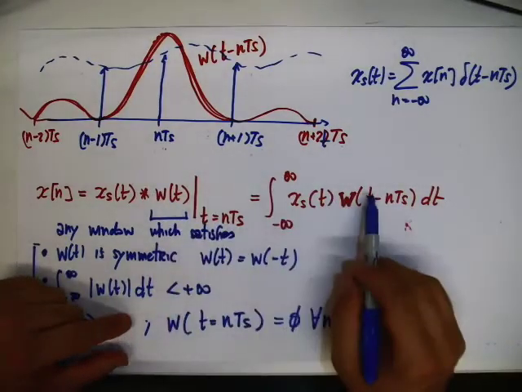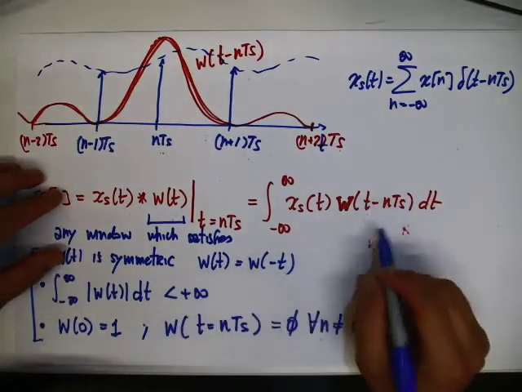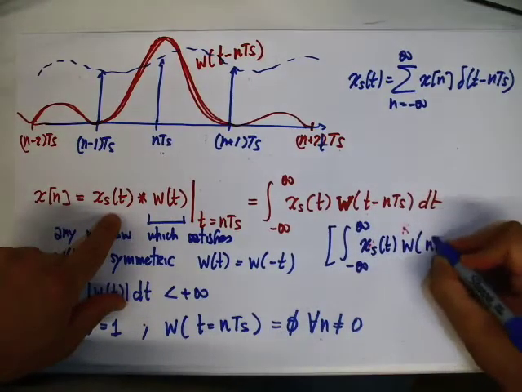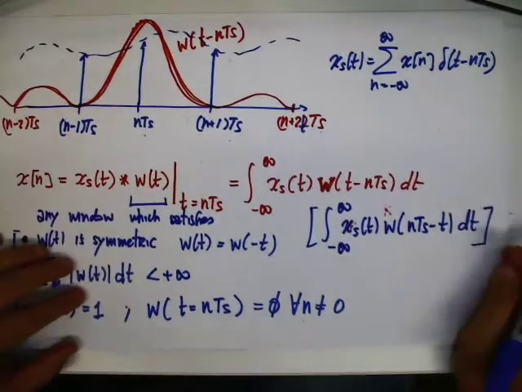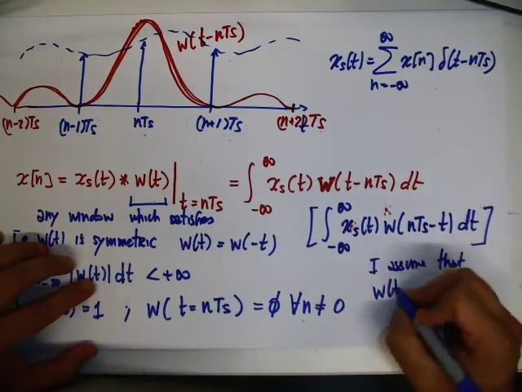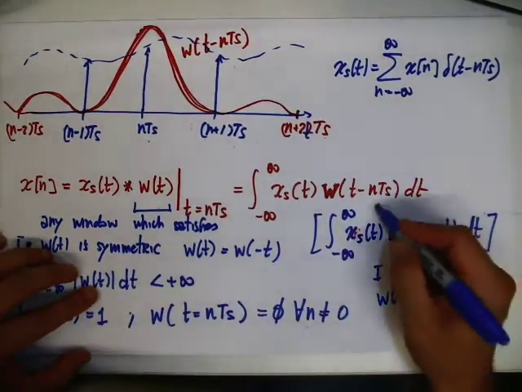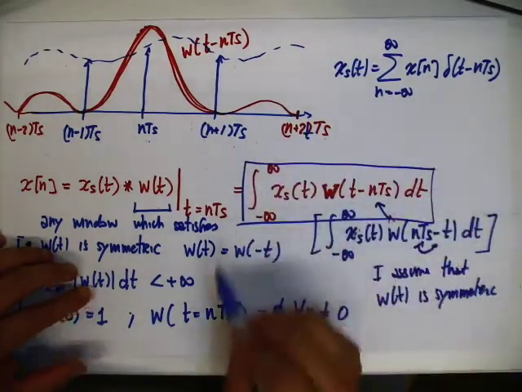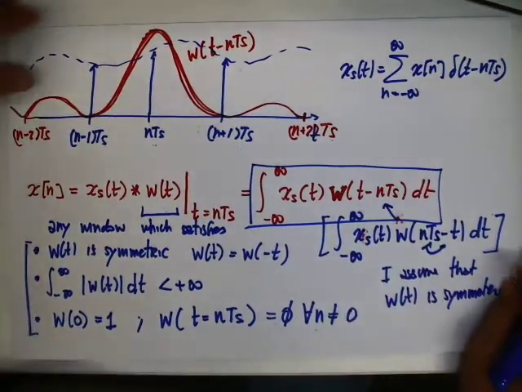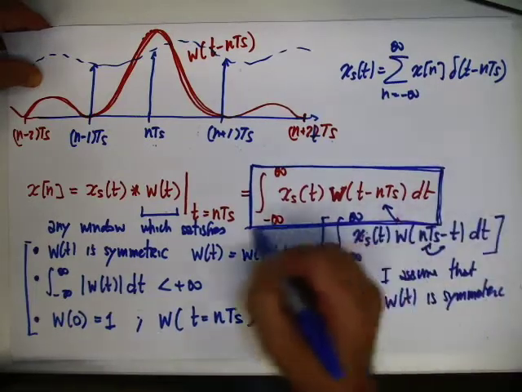And from going from here to here, I already made an extra step because I already assumed that W(t) is symmetric, okay? Because in reality, this convolution is the integral of x_s(t) W(nT_s minus t) dt. But here I assumed that W(t) is symmetric, so that's why I can swap it and rewrite it in this form. Of course, if I apply this convolution at any time different than nT_s, basically I'm going to get 0. And okay, nice, so we have a way to recover the discrete signal from the Dirac-ified signal.